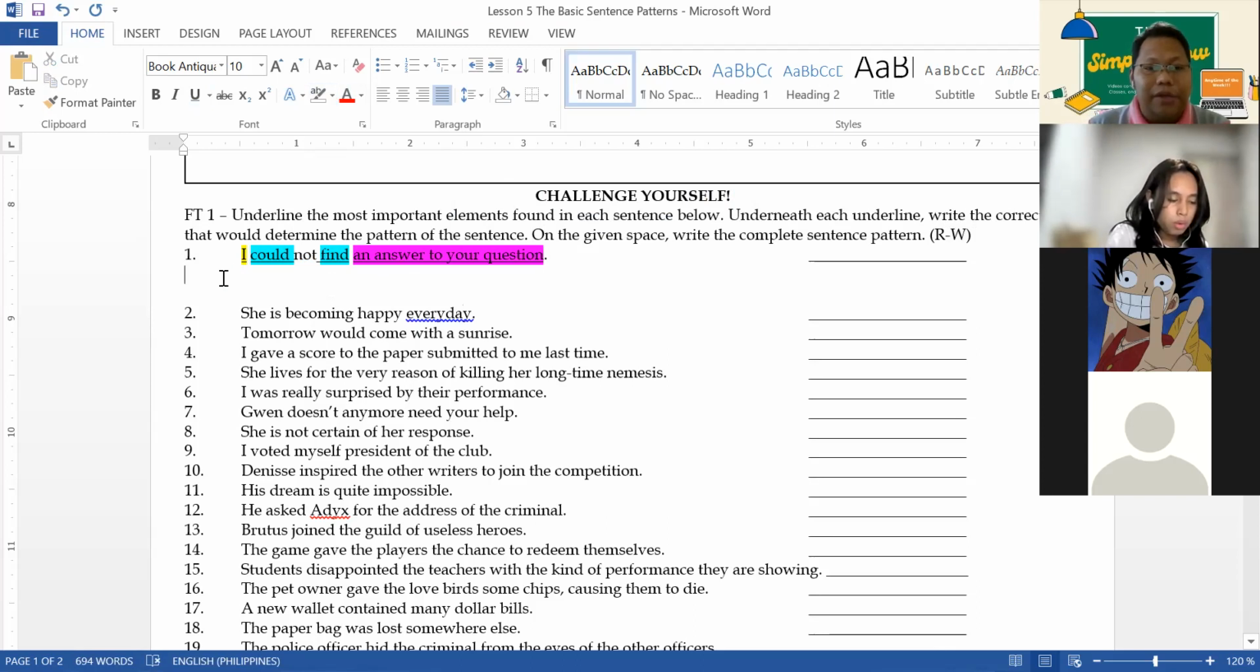What shall we use to classify the pronoun I? The pronoun I here functions as the subject. Could find functions as your transitive verb. An answer to the question, this is an answer to the question what? I could not find what. The answer is answer to your question. And so we call this your direct object. Sentence pattern then is S, TV, DO.